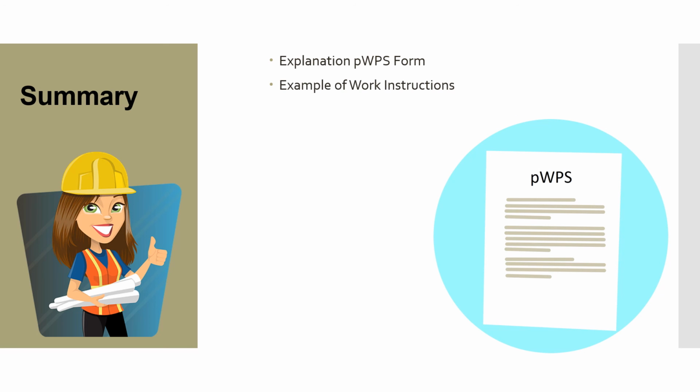All right, for the summary, this one we talked about an explanation of a pWPS, a pre-welding procedure specification form. And these are the work instructions that we give to a welder, or the welding foreman, or the entity that's going to be performing our weld test coupon. And I gave you some examples and some philosophy in regard to work instructions and how they tie into what we're trying to accomplish.